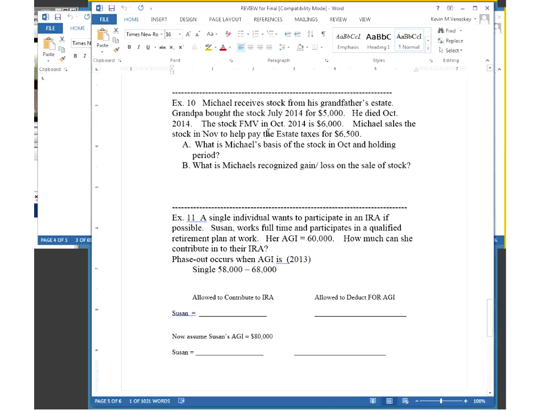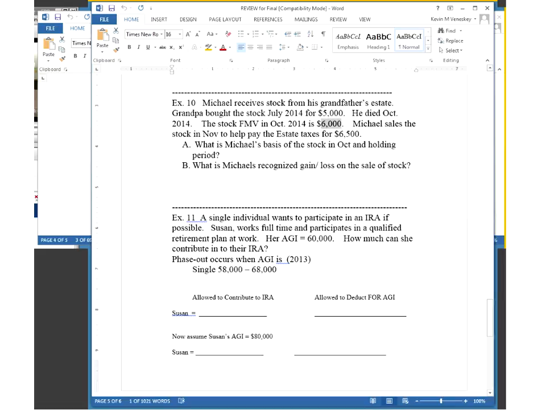Example 10. This is an inheritance. Mike received stocks from his grandfather. Grandfather bought it not that long ago, if we were thinking we were in 2014 still. The grandpa got it in July of 2014 for $5,000. He died later that year. In October, it went up in value to $6,000, and then Michael sells it for $6,500. So the stock's only been in the family's hands for less than 6 months.